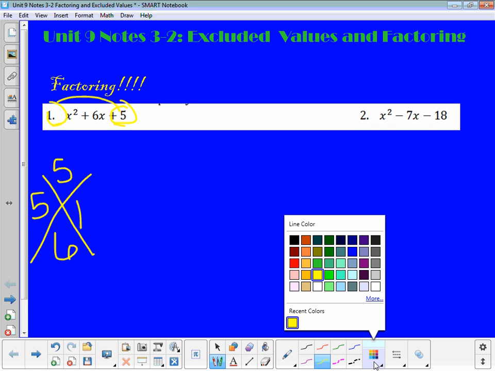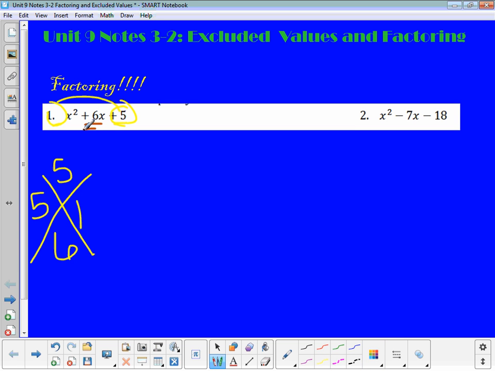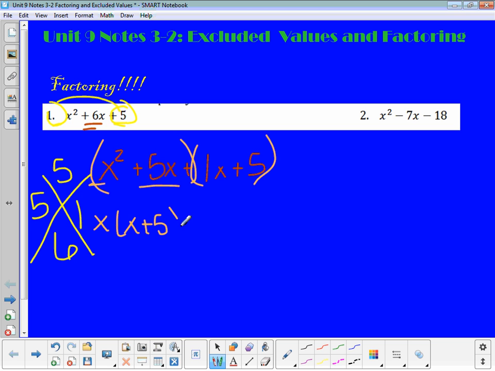So now that I've done that, I'm going to split up this 6x. So I keep the x squared the same, and then I'm going to write 6x as 5x plus 1x plus 5. And now I want to go ahead and factor by grouping. Between x squared and 5x, you can factor out an x, and then you're left with x plus 5. Between 1x and 5, we can't factor anything else. We're just going to take out a 1, and that leaves us with x plus 5.